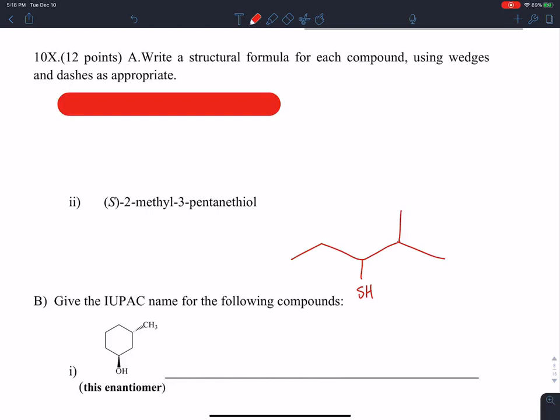So I have to make this S. I know this is not a chiral center because these are both methyls, so the S would have to be where the thiol is. If we're doing RNS here, I would get 1, 2, 3. Right now, this is going S. So if I want the S answer, all I have to do is make the SH wedged, and that would be my answer.